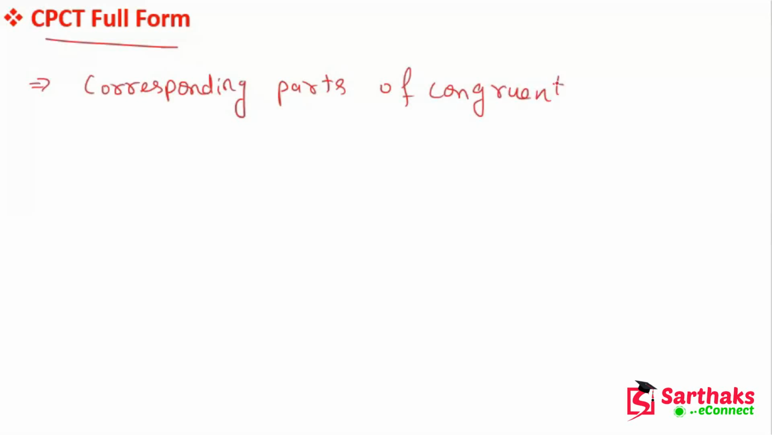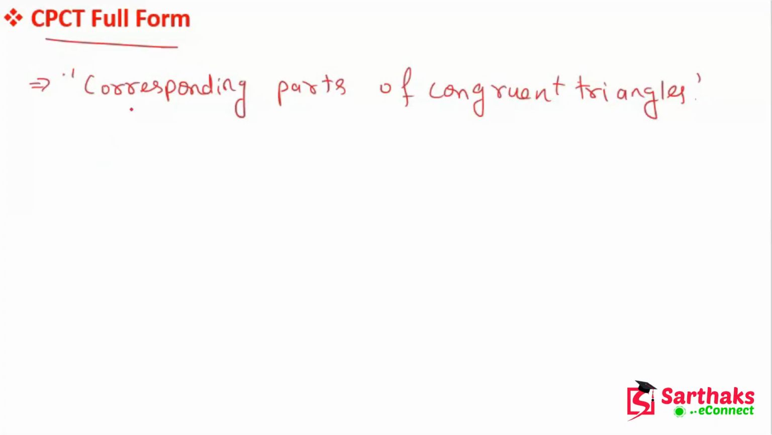Now let's talk about the CPCT. What is the full form of CPCT? The full form of CPCT is corresponding parts of congruent triangles. So this is the full form of CPCT.